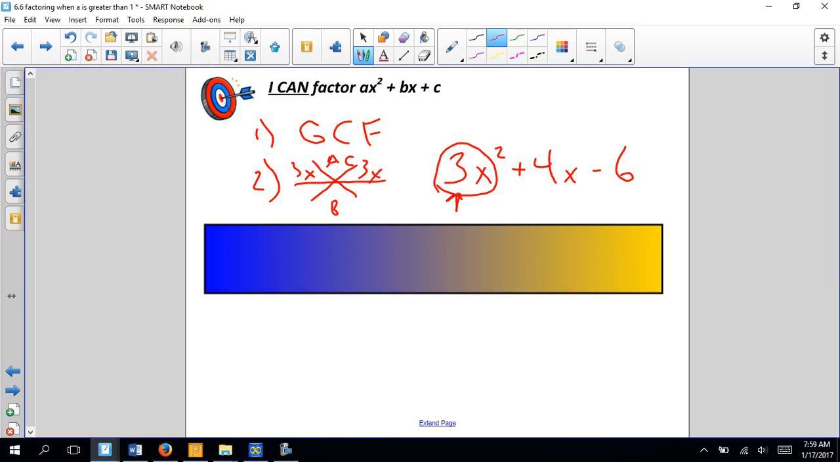For the past 2 or 3 days, everything you guys have had has looked like this. It's been just x squared plus 3x plus 2, something like that. So you've only had the one x that you would put in there. Now you have a number in front that you have to make sure you add in as well.